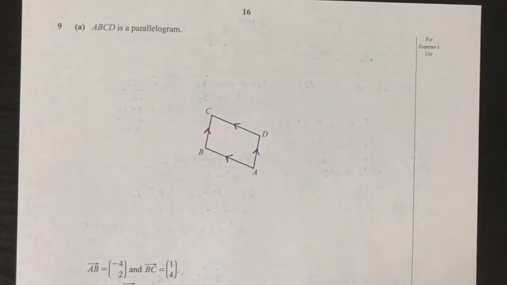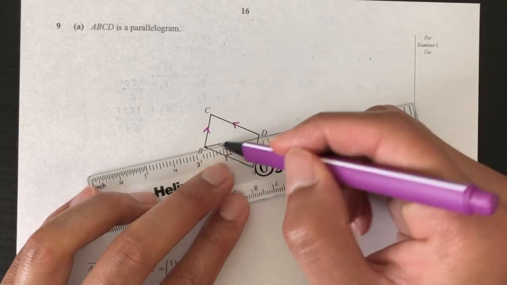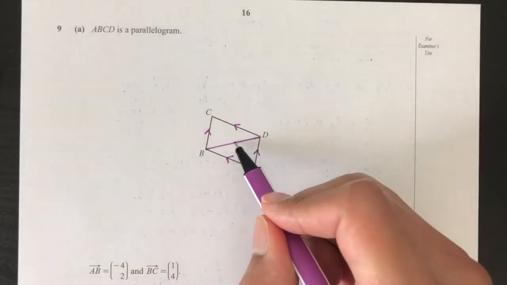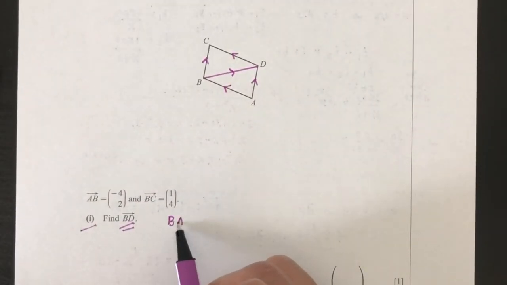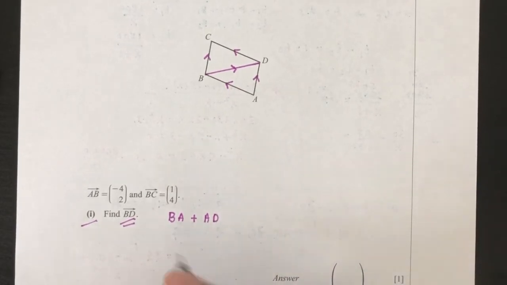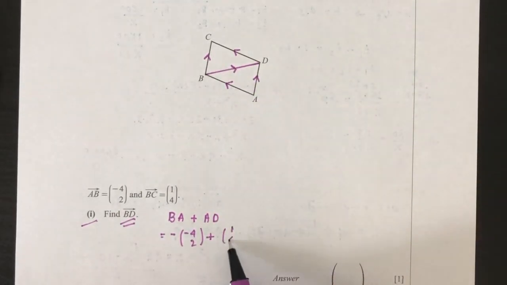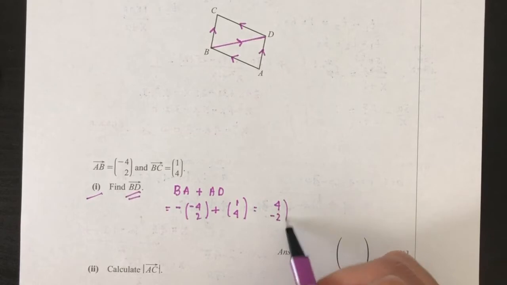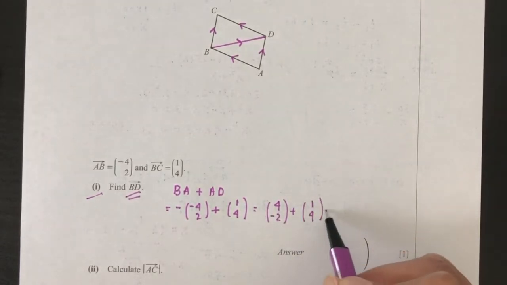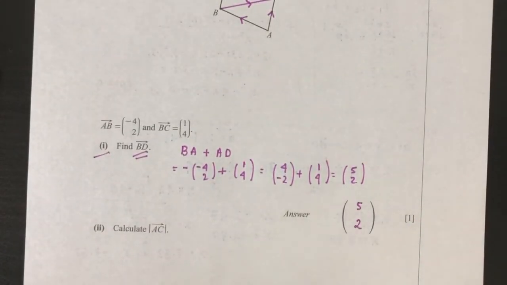BD will be B moving to D. So how can you find BD? BD could be BA plus AD. So BD will be BA plus AD. BA will be the inverse of that, so minus 4, 2, plus AD, which is 1, 4. So that will be minus 4, 2 plus 1, 4, that will be 5, 2. So 5, 2 will be your answer for this one.